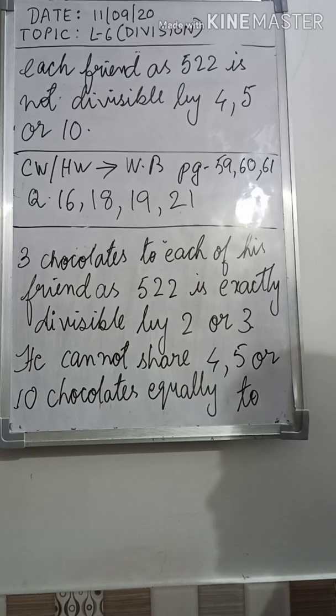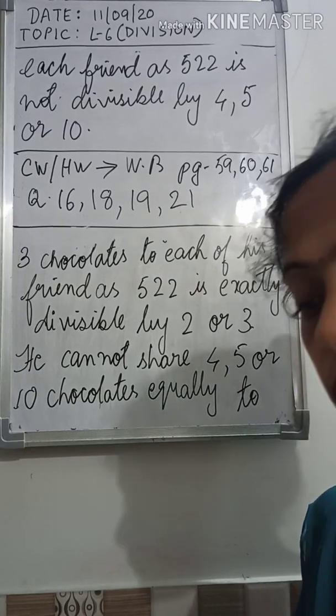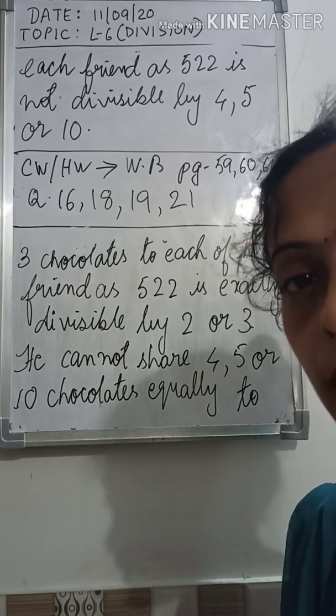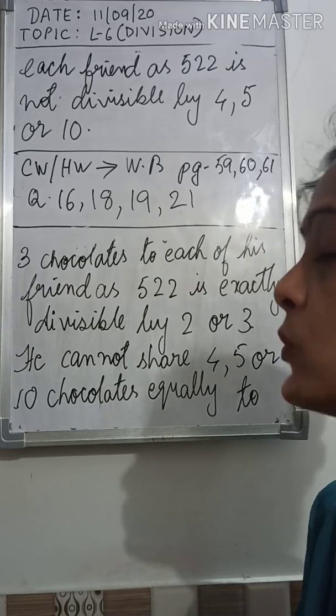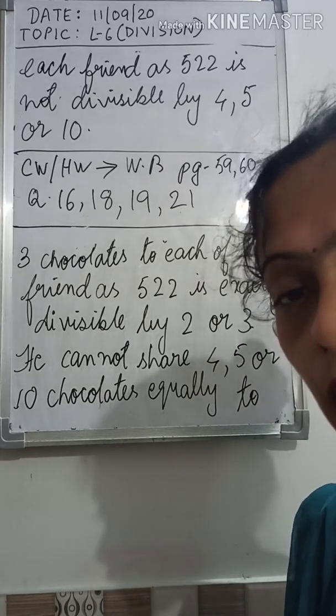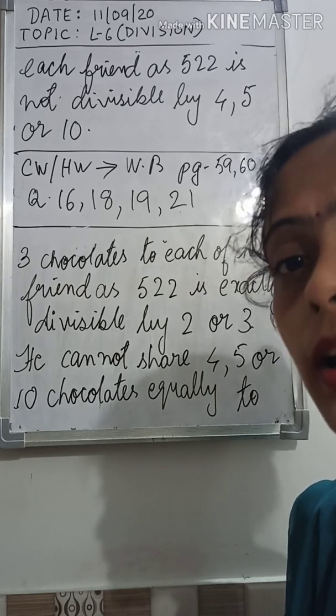So children, what have we learned in today's class? We have learned how to use the divisibility rules and check whether we can divide equally or not without doing the division. And also we have learned how we use the correctness of division to check our division.